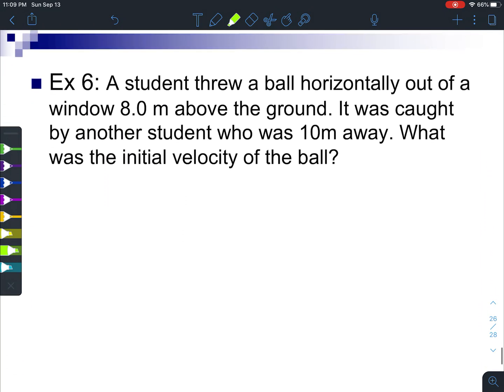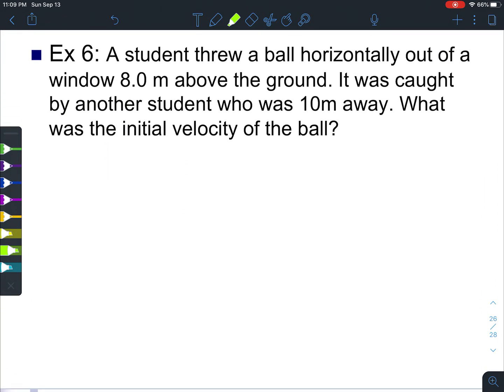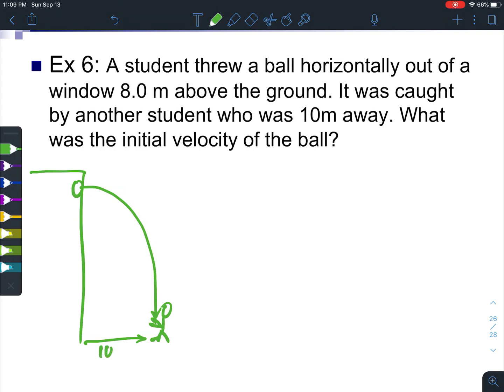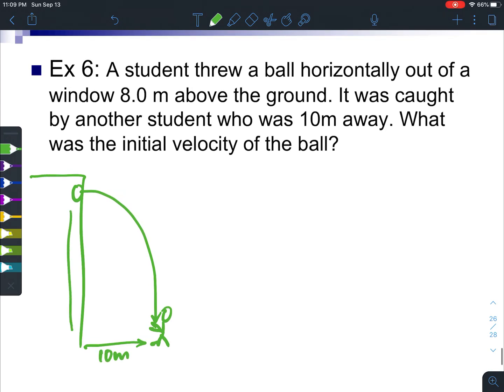All right, one more example. Let's try this. So in this one, we have a student who throws a baseball horizontally out of a window 8 meters above the ground. Okay, another student catches the ball 10 meters away. So I've got 10 meters down here. I have 8 meters up here. Clearly my picture is not drawn to scale.